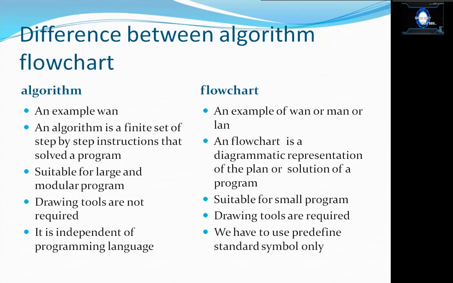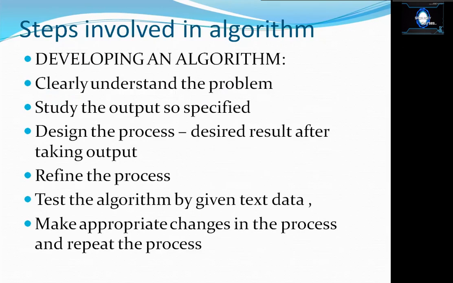An algorithm is suitable for large and modular programs. A flowchart is suitable for small programs. An algorithm is easier to understand. To understand flowcharts, one has to be familiar with symbols. In algorithms, drawing tools are not required. For a flowchart, drawing tools are required. An algorithm can be typed so reproduction is easy. Flowcharts cannot be typed so reproduction is a problem. An algorithm is independent of programming languages. We have to use predefined standard symbols only in a flowchart. This is about the difference between algorithm and flowchart.